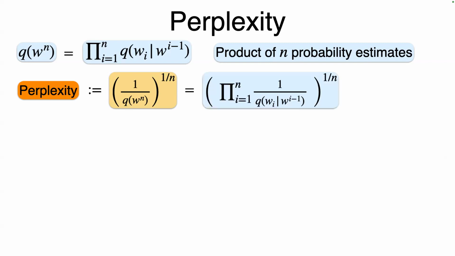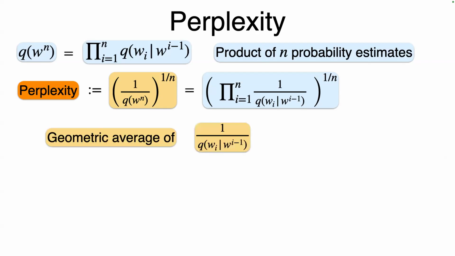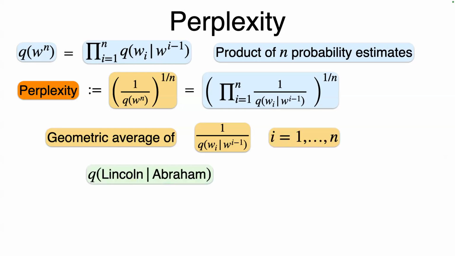Okay, so if we just plug this in, it's the nth root of the product of 1 over Q(wi given w1 to wi minus 1). Okay. I'm hoping this is completely clear. If not, you can ask questions, but the goal is to make sure that it's completely clear. So it's this product, and what we see is that it's just the geometric average of 1 over Q(wi given the previous words), for i between 1 and n.